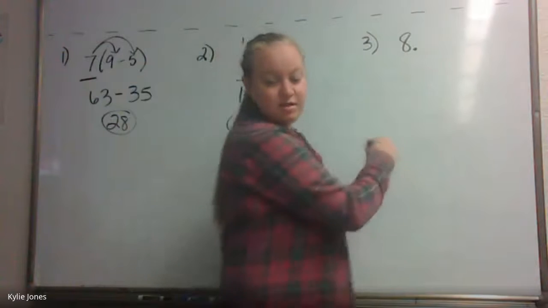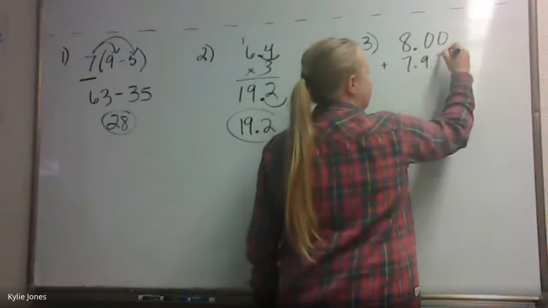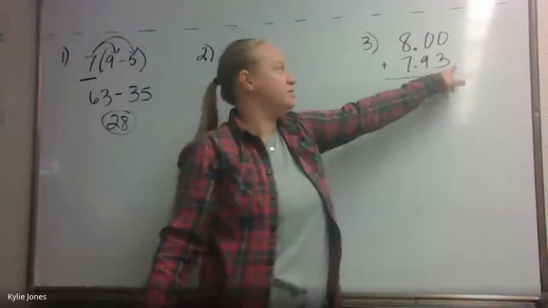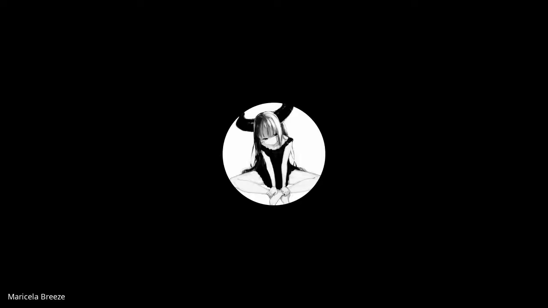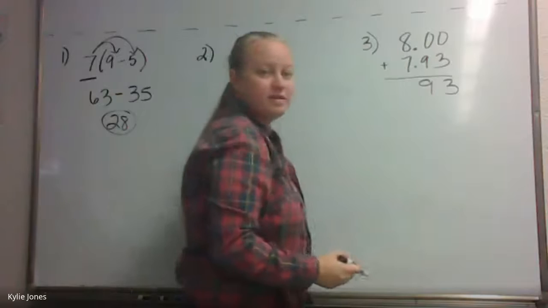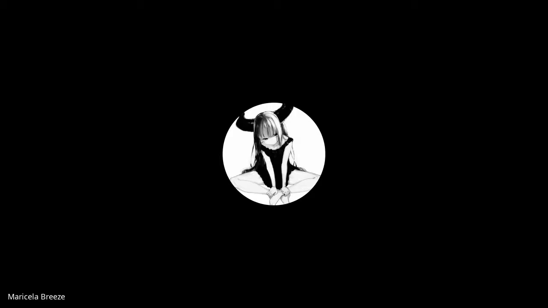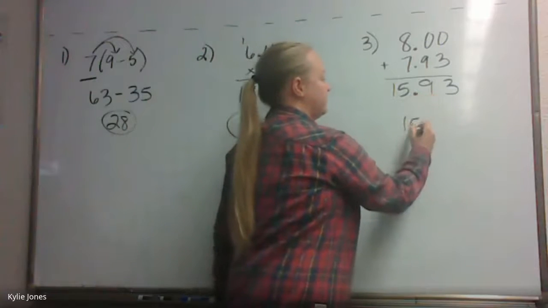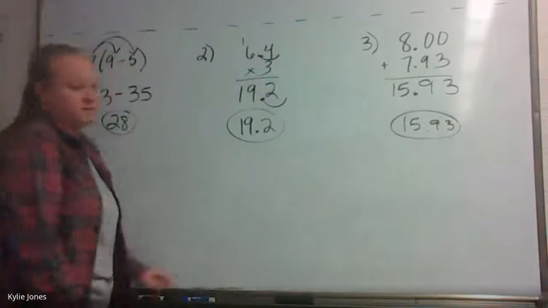So we have 8.00 plus 7 and 93 hundredths. Now we add. What's 3 plus 0? 3. Good. 0 plus 9. 9. And then 8 plus 7. 15. How do I put my decimal in this number? Bring it straight down. So 15 and 93 hundredths is your answer for that one. How'd you guys do? Pretty good.